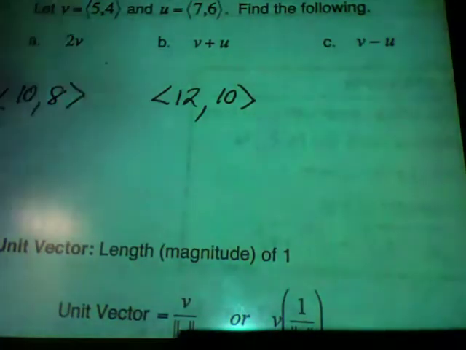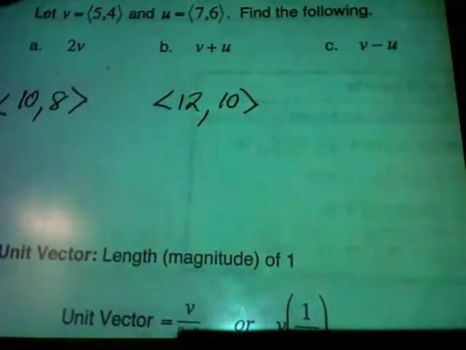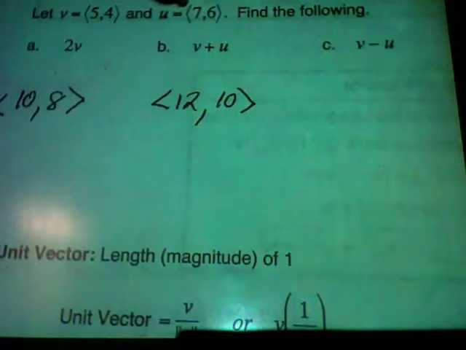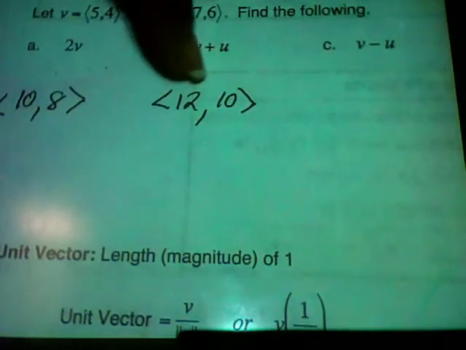So what it's saying is if I have 2 vectors, one that starts at 0 and goes to 5, 4, and this one starts at 0 and goes to 7, 6. And then if I added them together, they should go from 0 to 12, 10. The ordered pair 12, 10. That's what that's saying.